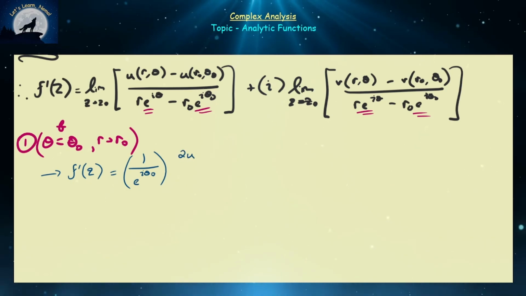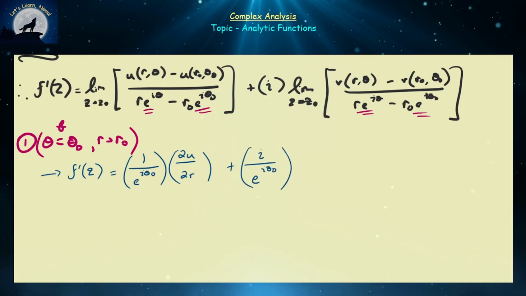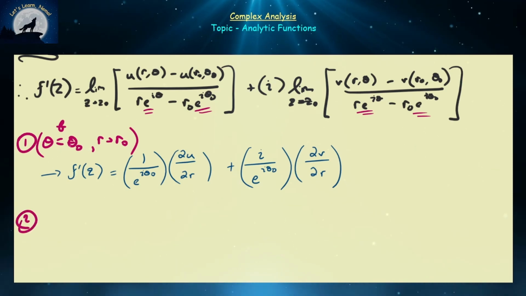In particular, you're going to have the derivative of u with respect to r in the first term. And then over here, you're still going to have your i and your e to the i theta naught, and then you're going to have your partial derivative of v with respect to r on the right-hand side. So that's going to give us our first statement. And then for the second, r will be fixed, r is equal to r naught, and then theta will be approaching theta naught.